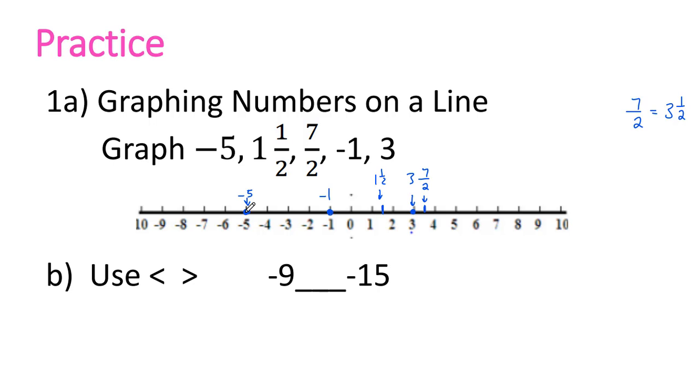For B, we're using the greater than, less than symbol. We're comparing -9 and -15. Which one would you rather have in your bank account? -9 is closer to 0. It's the greater integer.